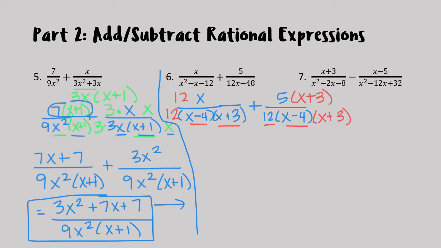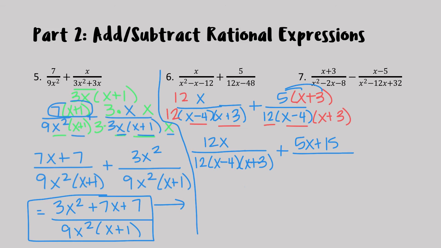In this numerator, the first numerator, I have 12x. Denominators do not multiply out. Leave factored. But numerators multiply out. So 5x plus 15, because I'm going to distribute this 5. And now I can combine like terms when I add the numerator. So 12x plus 5x, that's 17x, plus the 15.